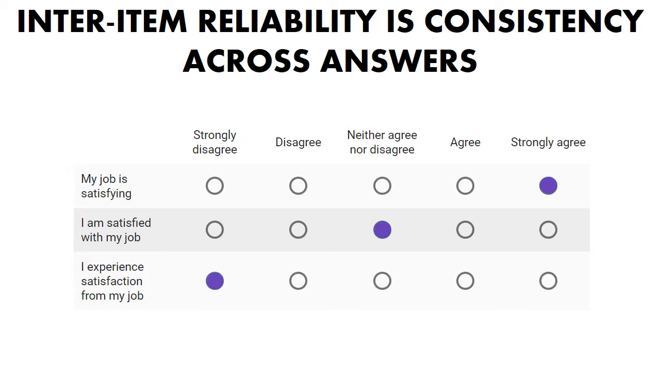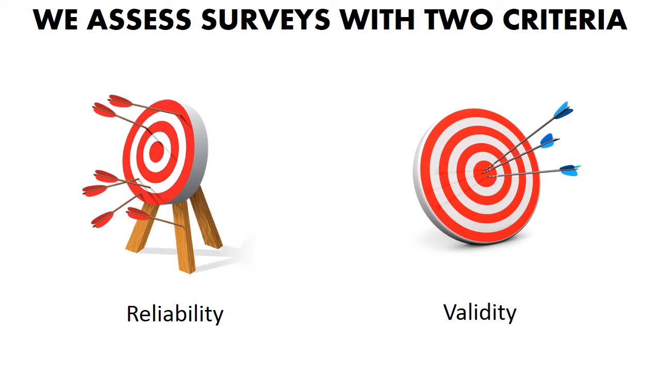If we see something like this, there's obviously a problem with the survey because someone should not be answering these questions so vastly differently if their job satisfaction is at a consistent level. And so that's why surveys ask you the same question 3 times. And that's one way to establish reliability, consistency in answers. So that's reliability. Reliability is consistency in measurement.